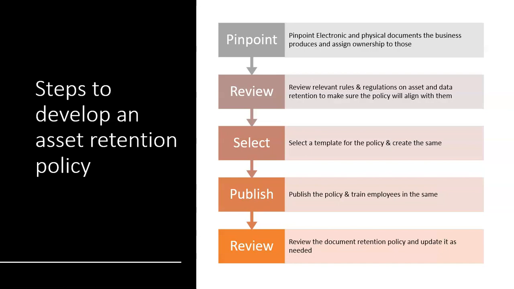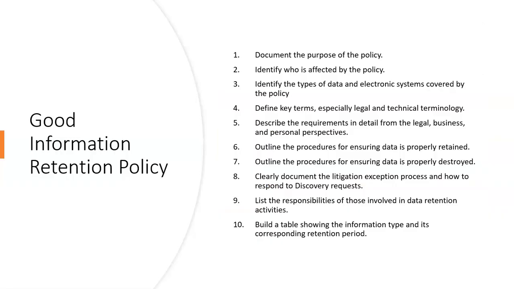A good information retention policy should document the purpose of the policy. It should also identify who is affected by the policy. It should identify the types of data and electronic systems covered by the policy. It should define key terms, especially legal and technical terms. It should describe the requirements in detail from the legal, business and personal perspectives. It should outline the procedure for ensuring data is properly retained, and the procedure for ensuring data is properly destroyed.